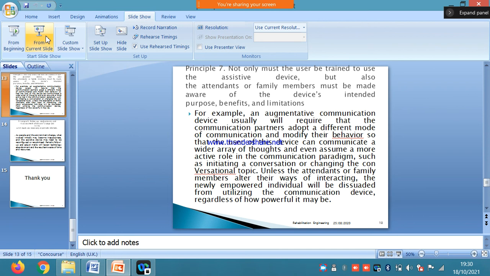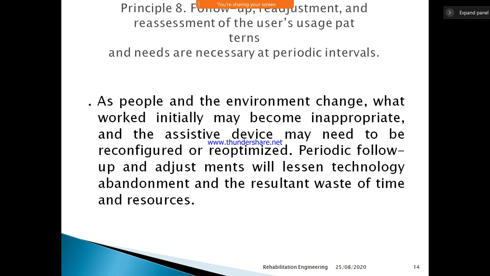Suppose the user is not willing to use that assistive technology or assistive device, then you don't do that; you give the choice to that patient. So the user's preferences and choice must be considered in the selection of assistive technology. That's a very important thing. That's principle 5. Then the sixth principle: the assistive technology device must be customized and installed in the location and setting where it primarily will be used.